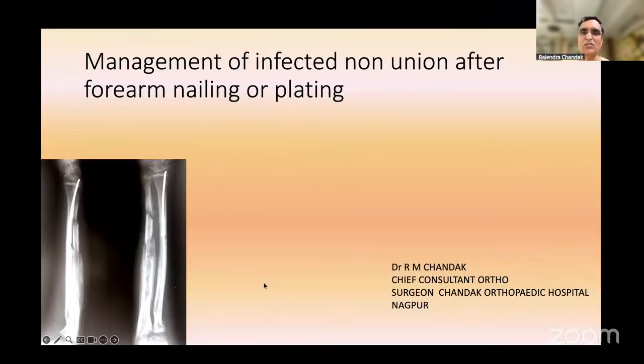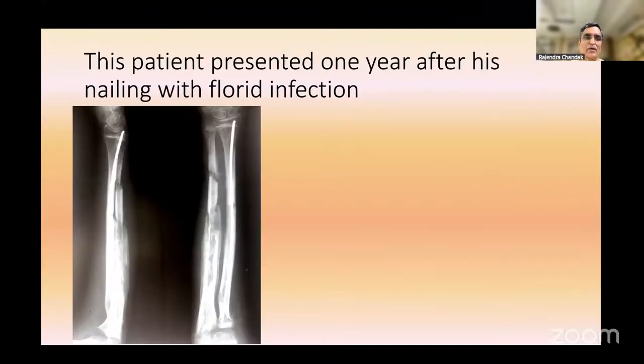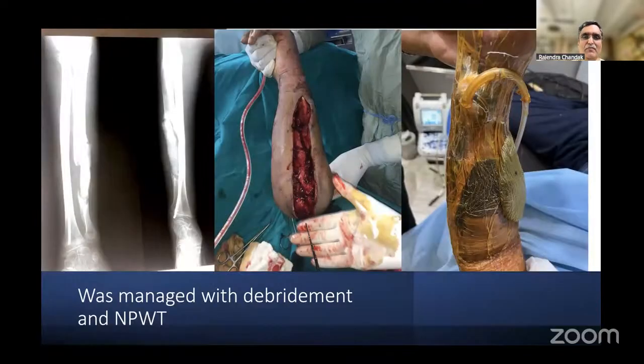Yes. So this was a patient who had a massive infection after nailing of the ulna and radius. The radius somehow settled down over a period of time. So this presented 1 year after his nailing with florid infection, absolutely in a toxic state with massive infection. And this was the extent of infection.